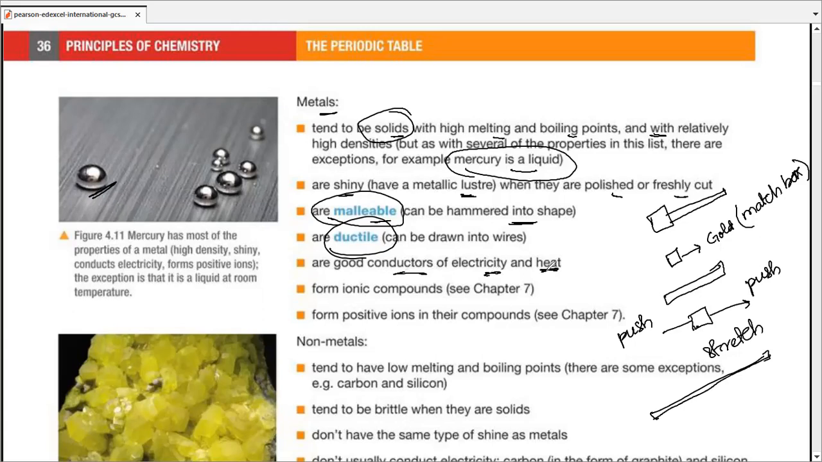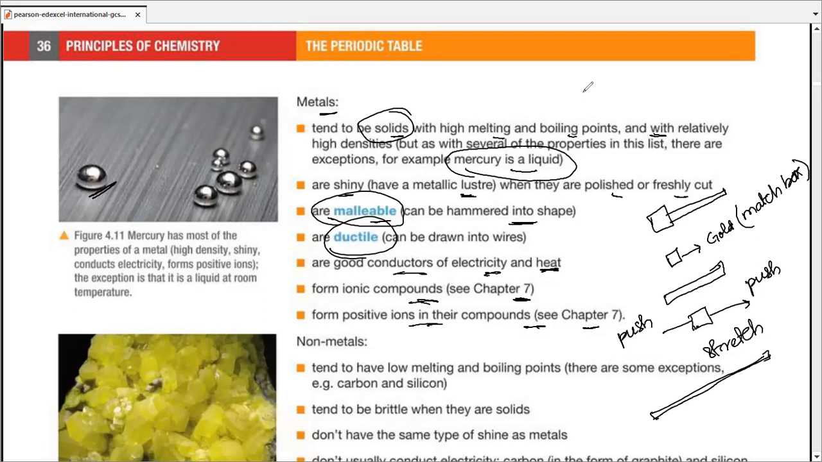They are also good conductors of heat. They can form ionic compounds. We'll see the detail in chapter 7. They are going to form positive ions. We are also going to see the details in chapter 7. Let's skip the details for now. Just remember the points and we're going to clear them a little later, one step at a time.